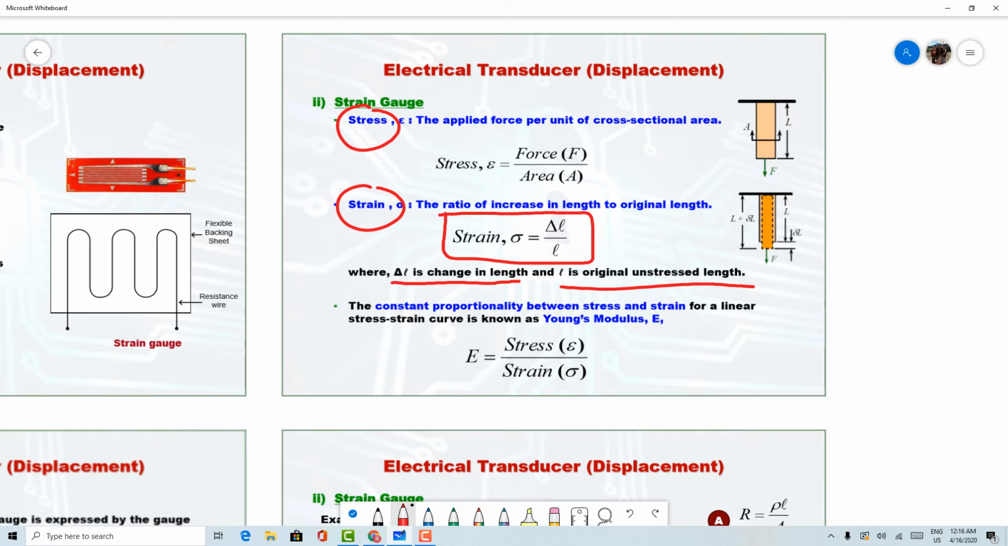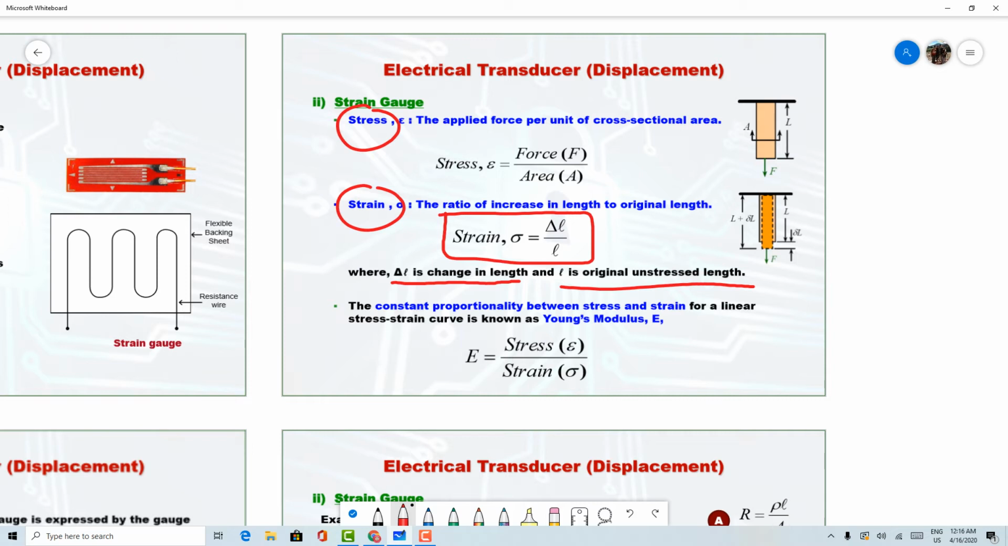Okay, so you can see from our extra note, from figure 2.15, the figure of tensile and compression stress applied to a rod. Figure 2.15a is a tensile stress applied to a rod, right?